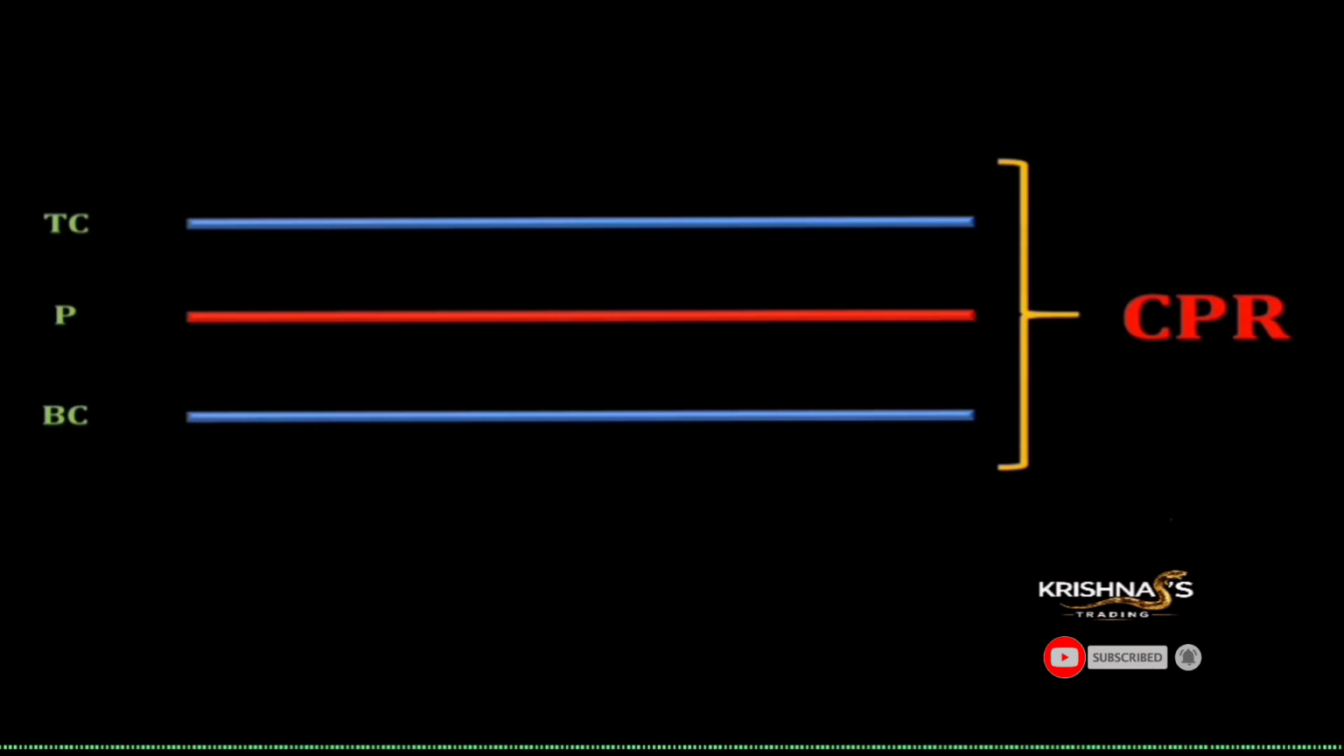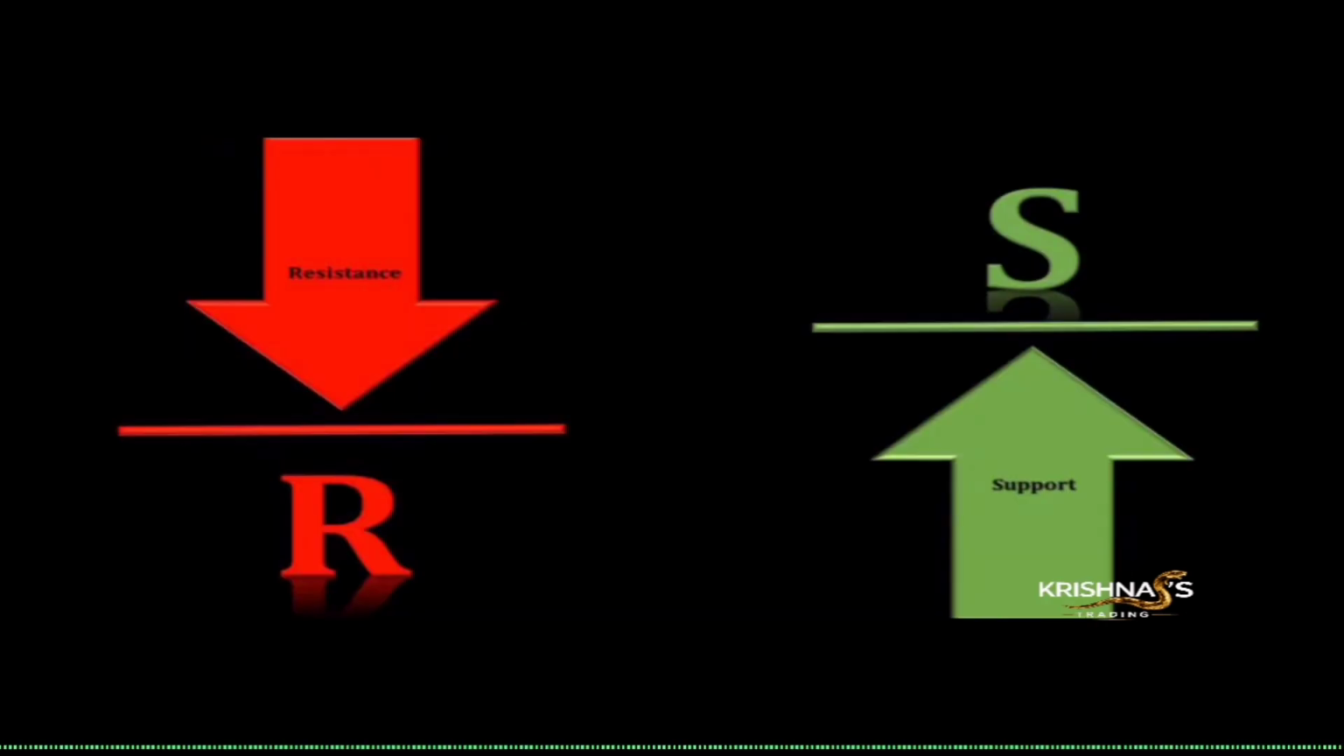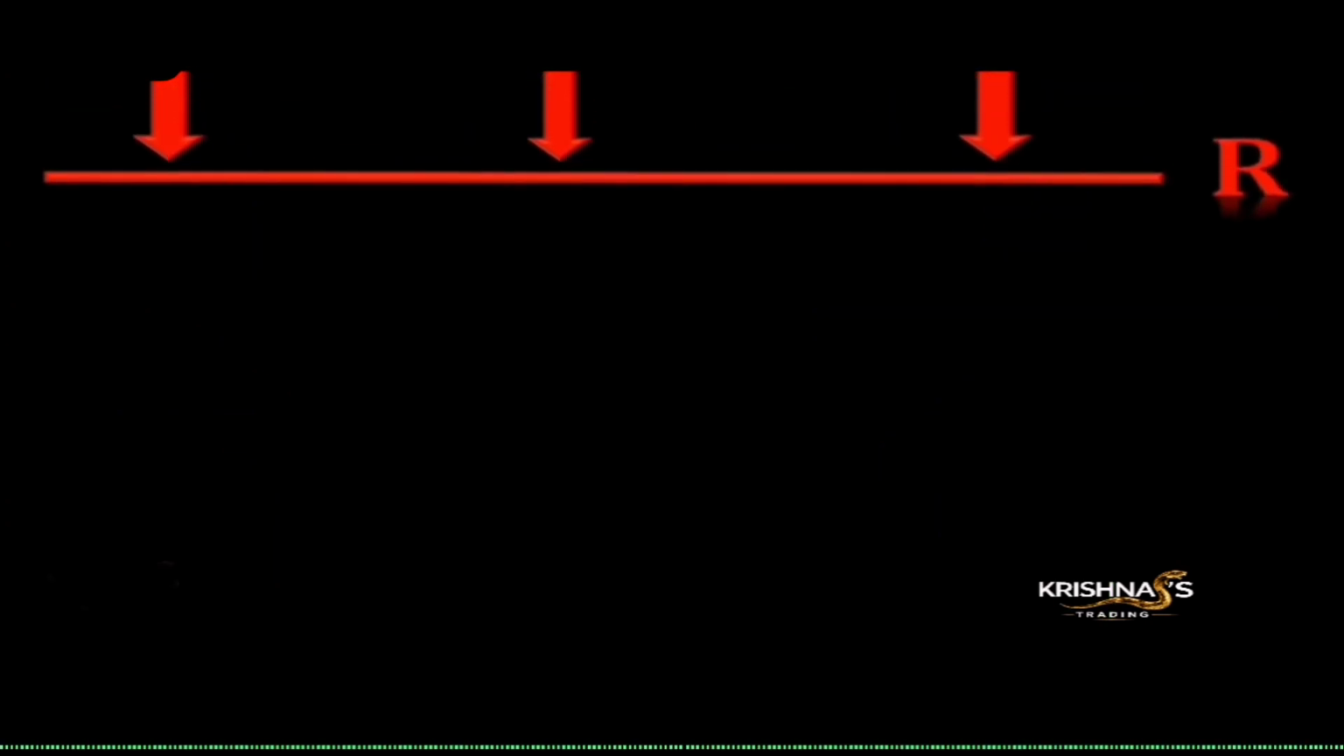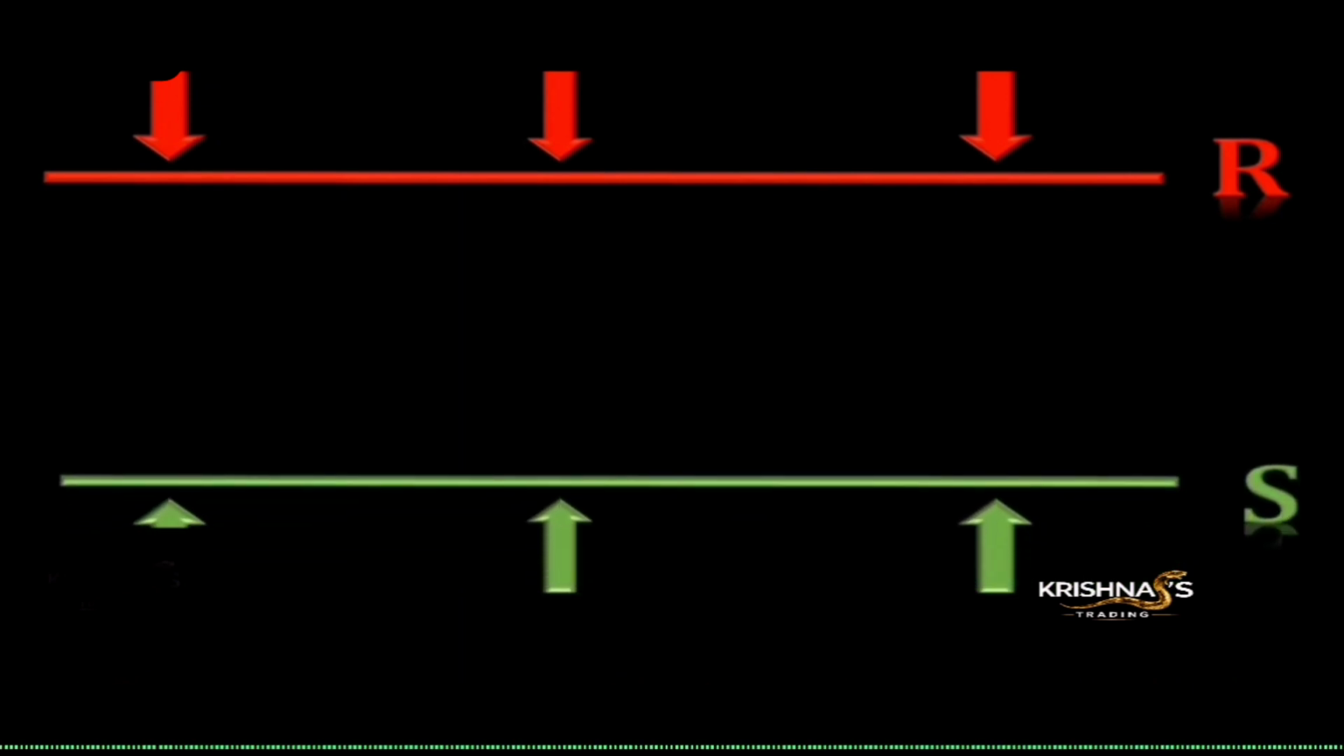What is resistance and support? Resistance is a selling area and support is a buying area. Always remember, guys, the resistance always comes above the CPR lines and the support always comes below the CPR lines.